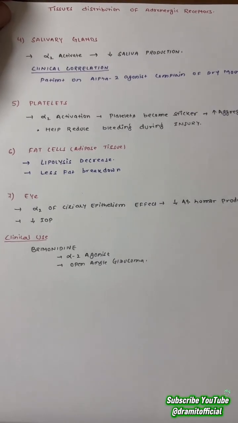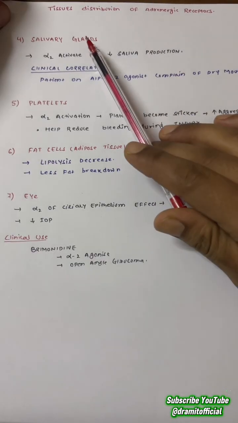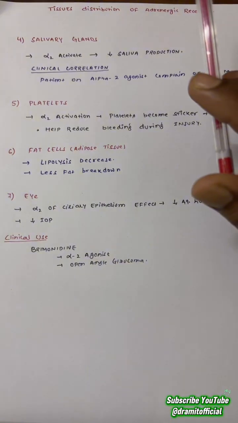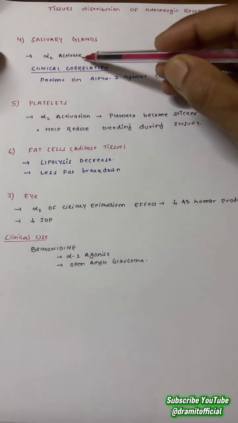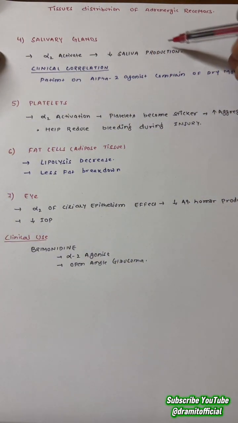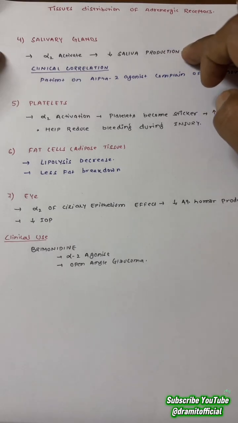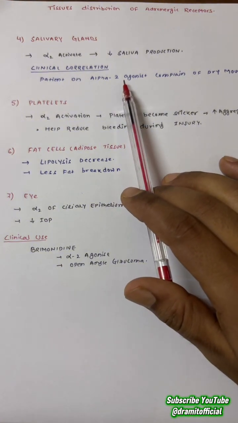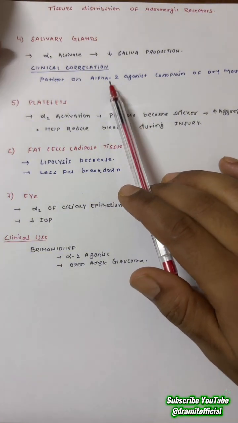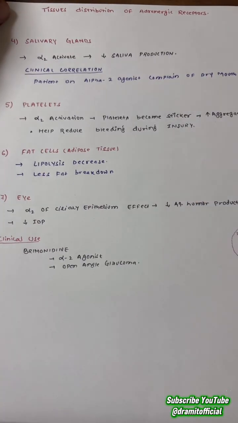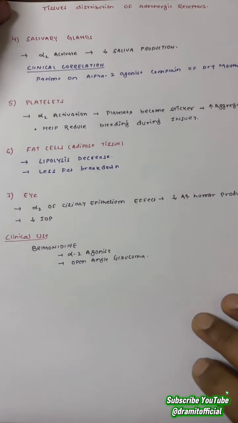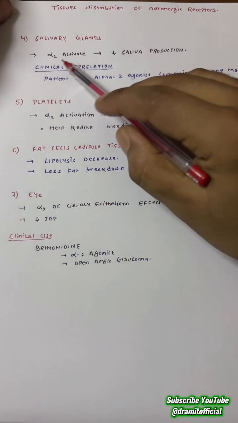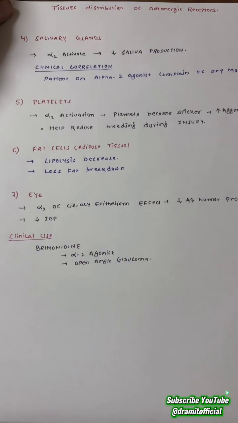Now we'll see how these alpha 2 receptors act on our salivary gland. Suppose in the salivary gland, alpha 2 gets activated. We all know that alpha 2 receptors are actually stop or brake receptors. So when alpha 2 gets activated, the salivary glands will produce less saliva, so there will be less salivary production in the patient. That's why any patient who takes an alpha 2 agonist drug, like clonidine or methyldopa, complains that they are having dry mouth. In the same way, when there is sympathetic activation, the person will have dry mouth, because alpha 2 gets activated and they produce less saliva.